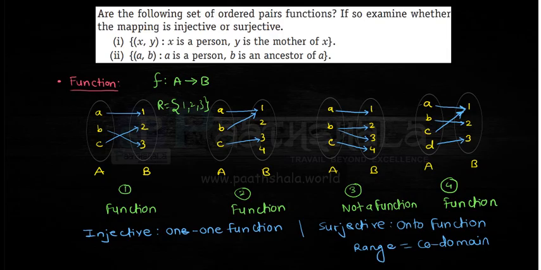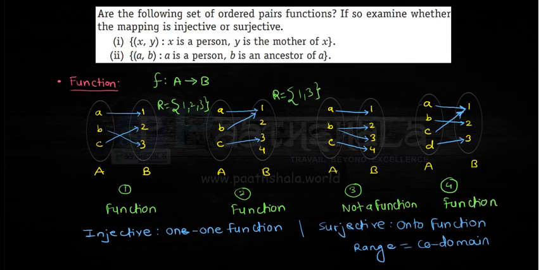In the second case, we can see 2 and 4 don't have any pre-image in the domain set. It means that only 1 and 3 come under the range set. So 1, 3 is the range.